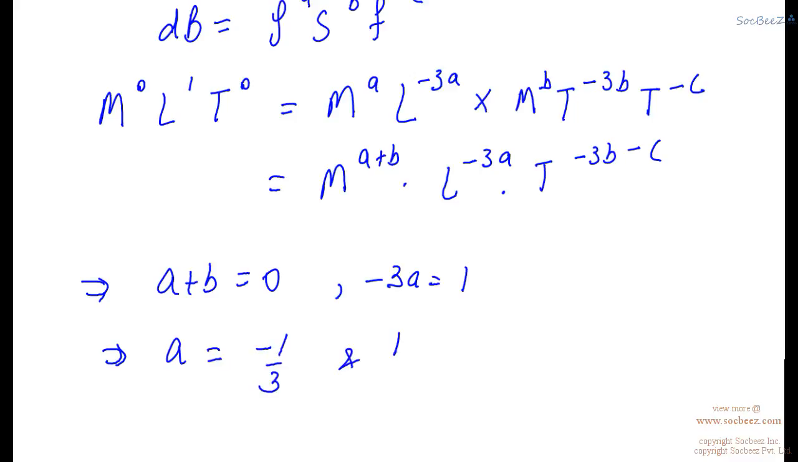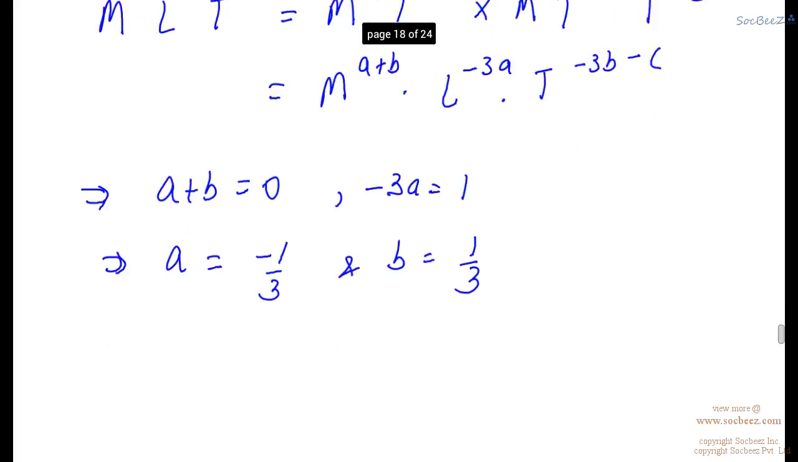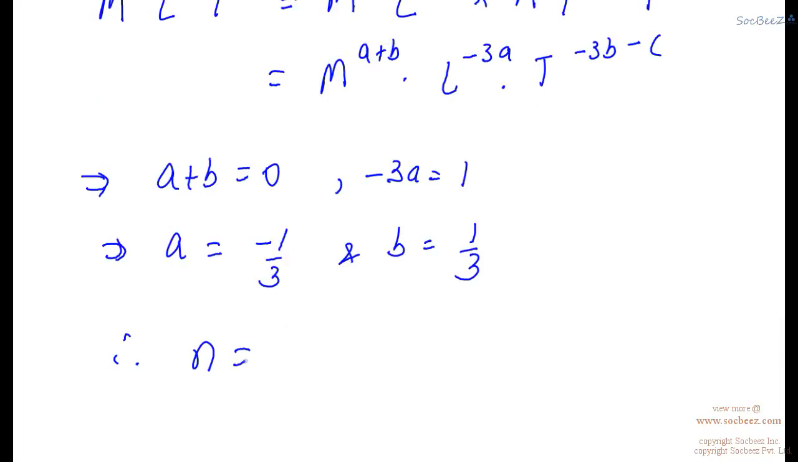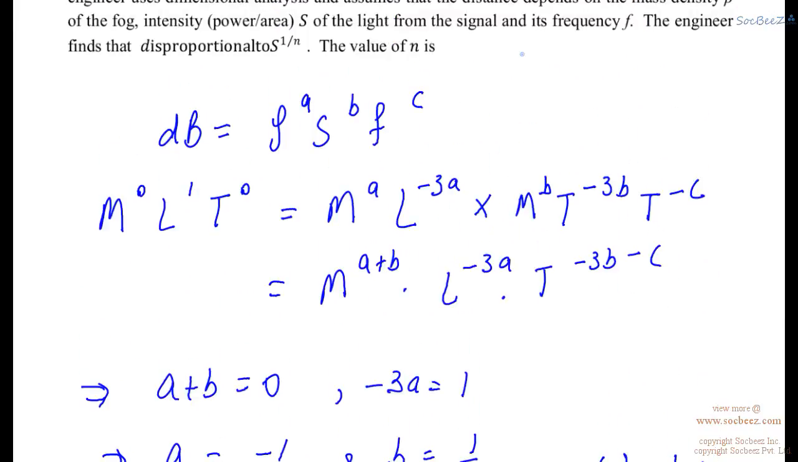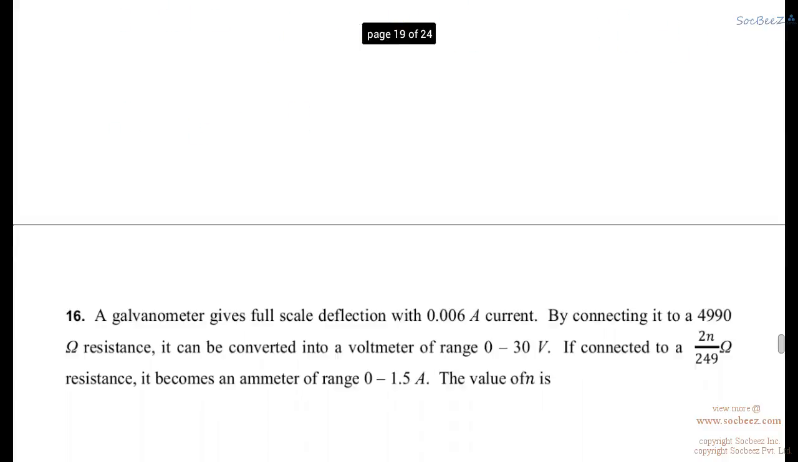So from here, if we solve it further, we'll get a equals minus 1 upon 3 and b equals 1 upon 3. Okay, so therefore from there n equals 3. Since s is b, therefore we needed to calculate the value of 1 upon b. Since b equals 1 upon n, therefore n equals 3. So the correct answer here in this case is 3.